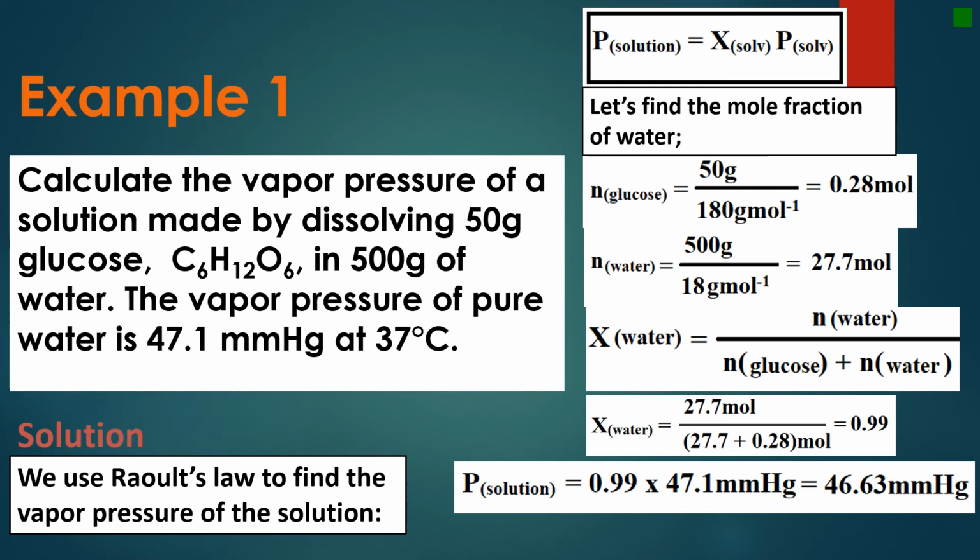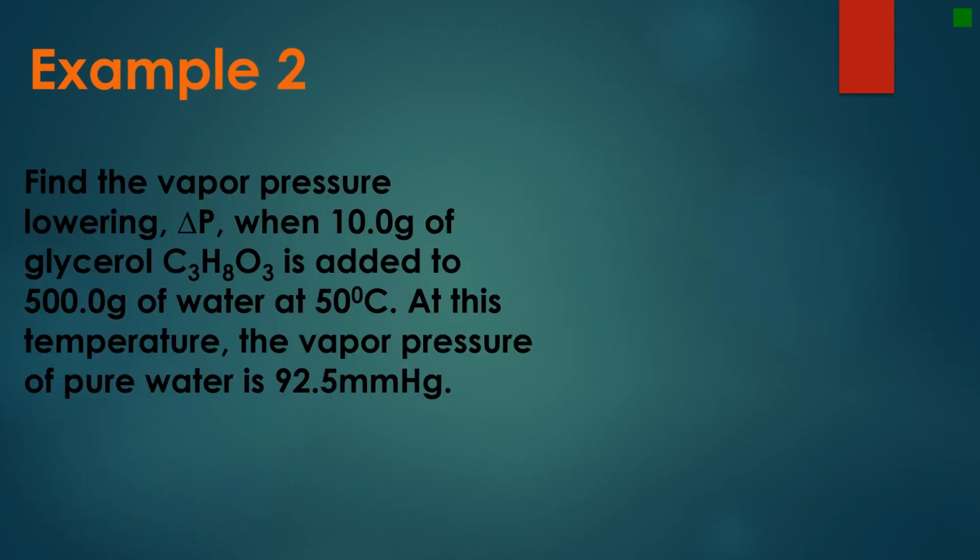So finally, we find the vapor pressure of the solution, which is equal to the mole fraction, that is 0.99, times the vapor pressure of the pure solvent, that's for water, which is 47.1 millimeters of mercury, and then we get 46.63 millimeters of mercury.